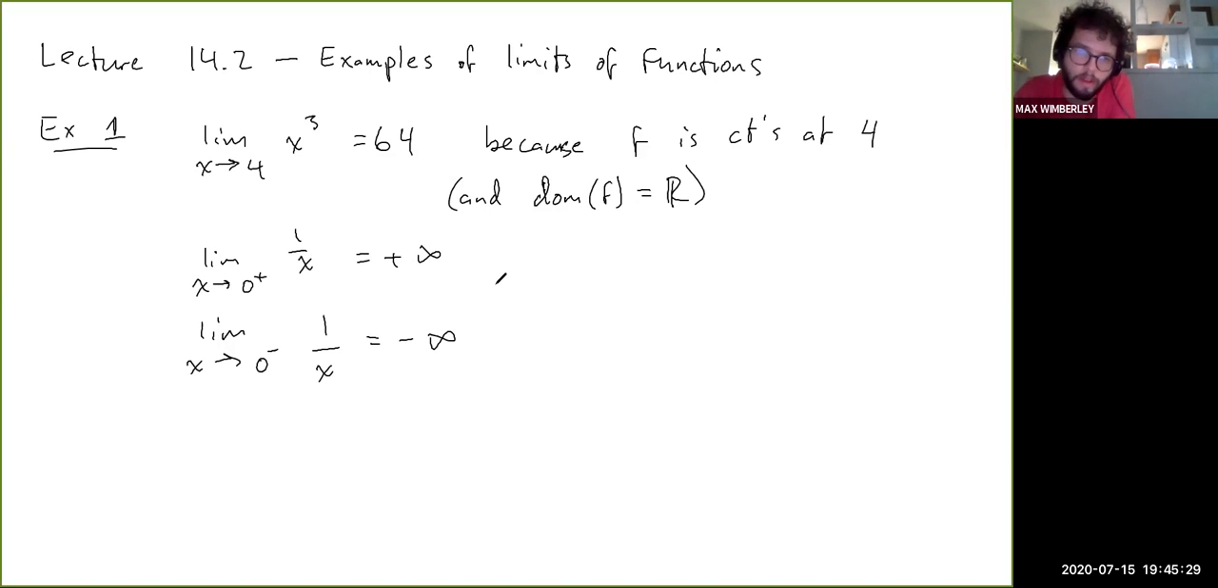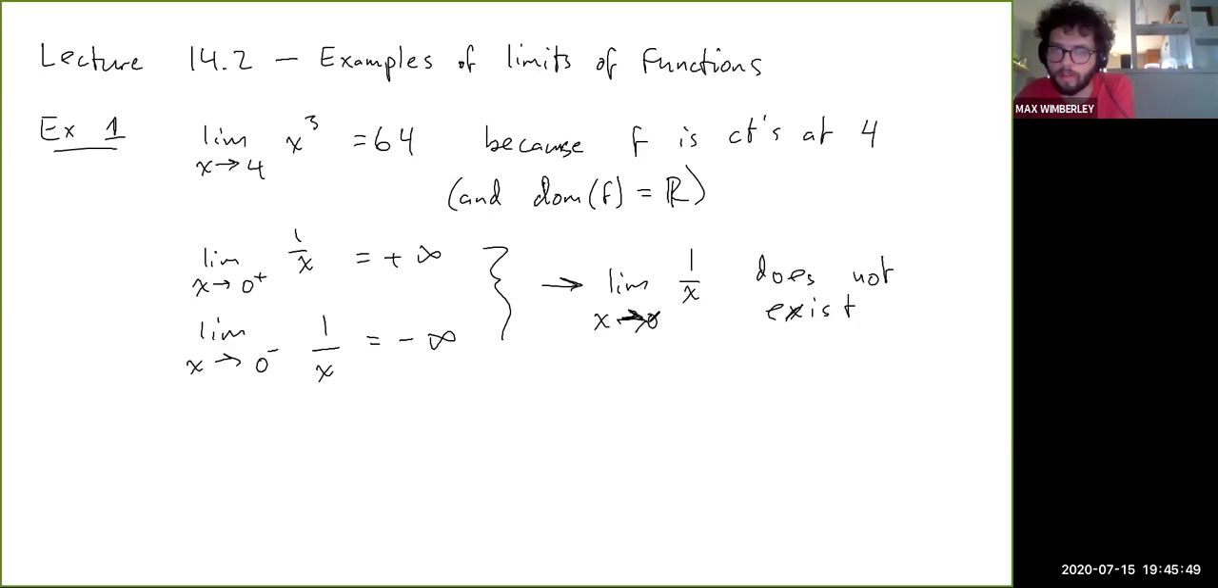But what we can say is that the limit as x approaches 0 of 1 over x does not exist, which is hopefully a familiar fact: if the behavior of the function on the two sides of your limiting value is different, then we simply say the limit doesn't exist, even if there is a consistent limit as you approach from one side or the other. So those are some simple examples. Let's move on to the next one.